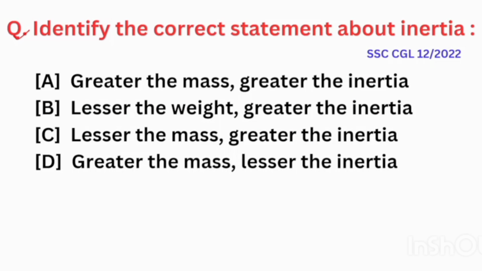Next is, identify the correct statement about inertia. This question was asked in SSC CGL exam in December 2022. Here are the four options, and the correct option is greater the mass, greater the inertia. Why so? We already know that inertia is directly proportional to mass. This means inertia increases with increase in mass and decreases with decrease in mass, because inertia and mass are directly proportional. Understood? Let's see next question.